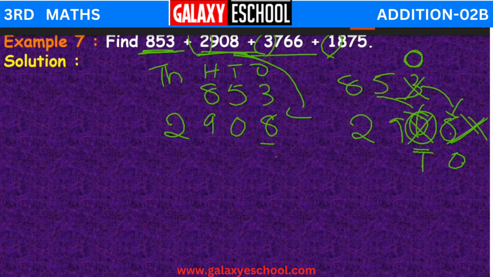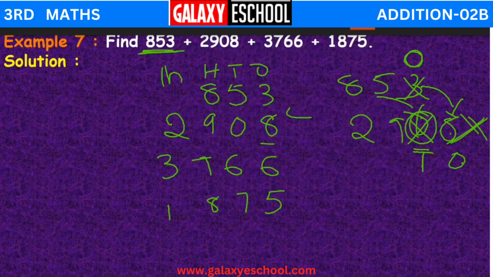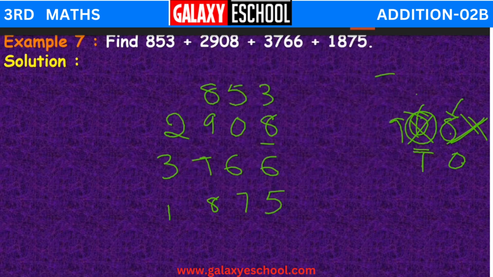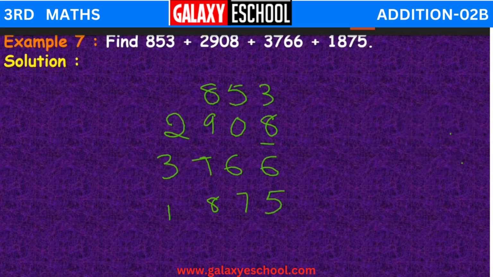Now again 3766, 6673. Now lastly 5781. Yes children, understood why I did that? Because I do not want to add different place values together. We should add ones with ones only and tens with tens only.